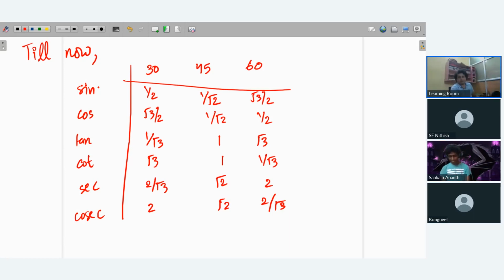Now, we'll see some good arguments. What if the angles are random, like 38? These angles are called standard angles. So what about 90 degrees? It's very easy, right? That's what we are going to see.